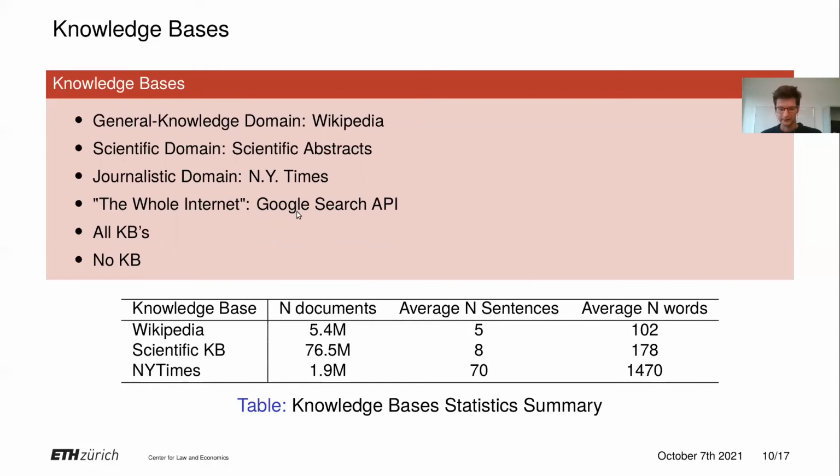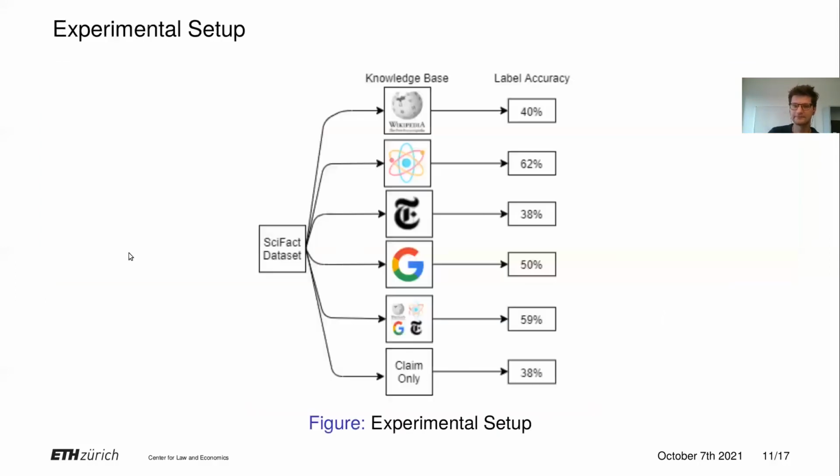And then we also use the Google Search API to query the whole internet. We have experimented with all knowledge bases at once and also have baseline results for no knowledge base. So we would take a data set and we would take a knowledge base, and then we just apply our pipeline and we measure resulting label accuracy. And for side effect, our scientific knowledge base performs best with 62%, and Wikipedia does similarly to the claim-only baseline.